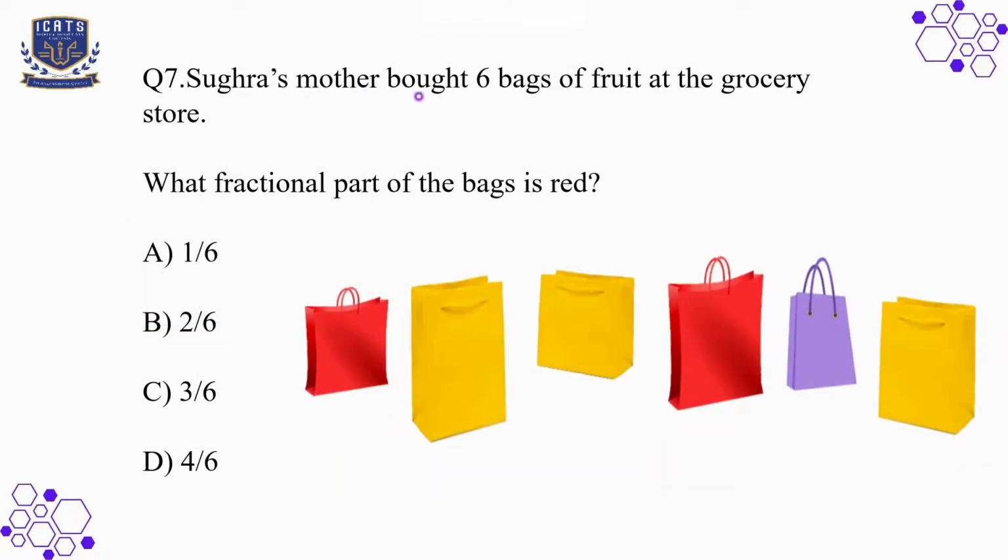Question number 7. Subra's mother bought 6 bags of fruit at the grocery store. What fractional part of the bags is red? So let's count the number of bags first. 1, 2, 3, 4, 5, and 6. So out of 6, there are 2 bags which are colored red. So our fraction will be 2 by 6. So we'll select option B here.